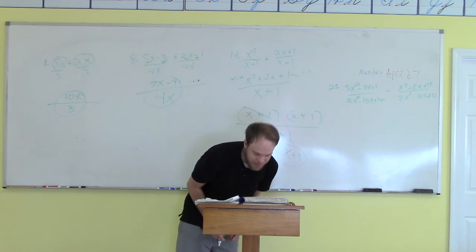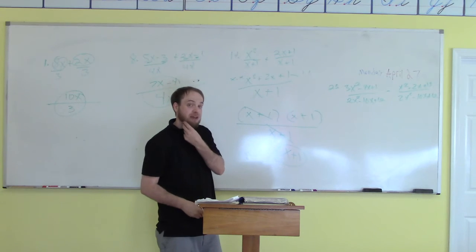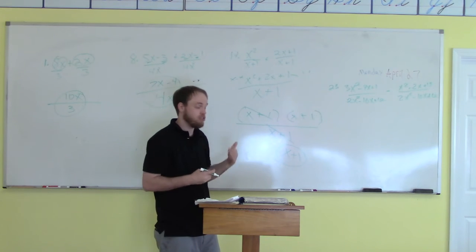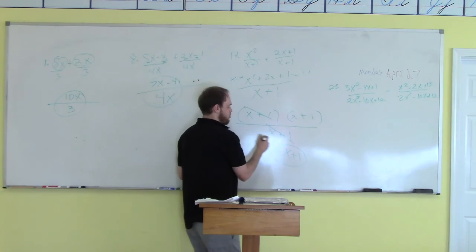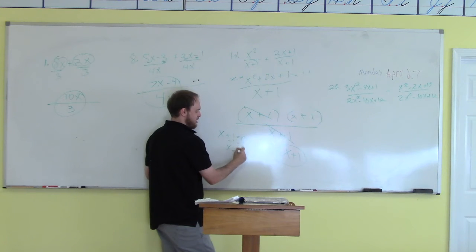Now, what you have to keep in mind is, since we had that x plus 1 in the denominator and it's really still there even though it canceled, we have to say, x plus 1 equals 0. And so we subtract 1, and x equals negative 1. And so x cannot equal negative 1.